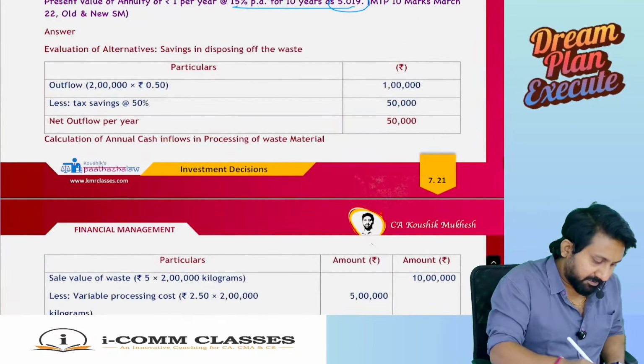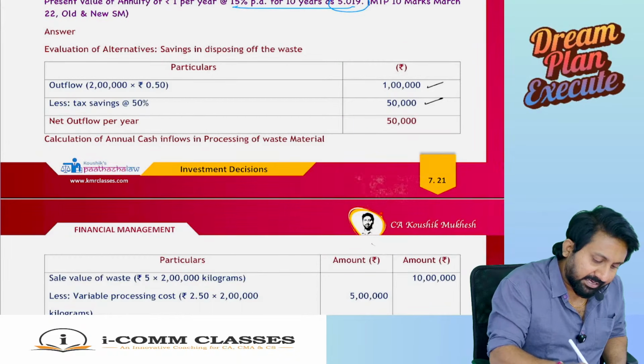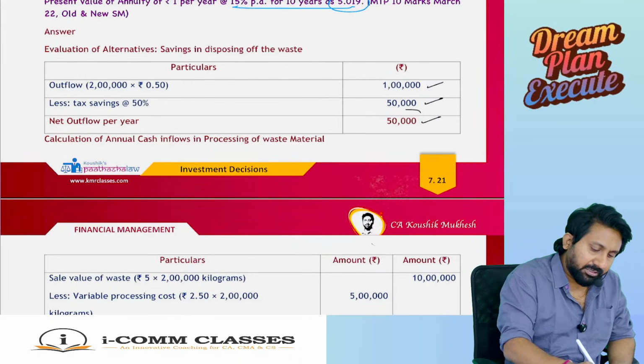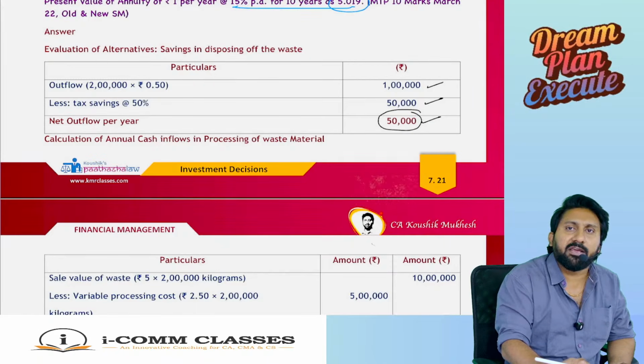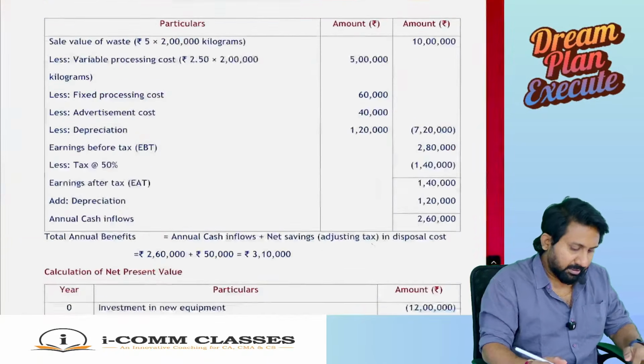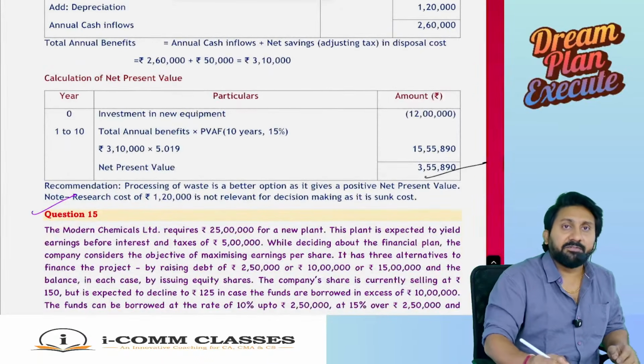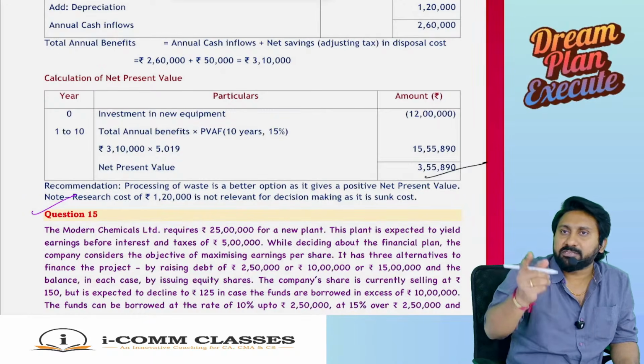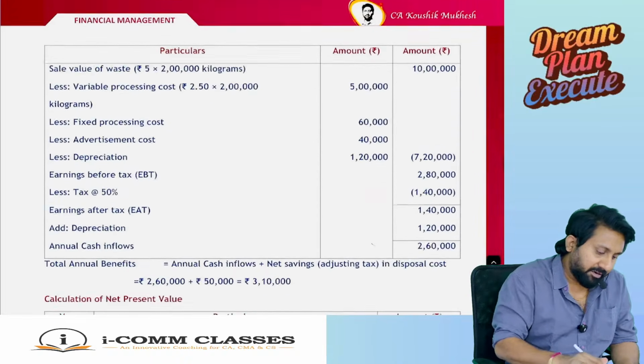See, first one. Outflow 1 lakh, tax saving 50, net outflow 50,000. First point. Everyone understood clearly? Yeah? Next. 355,890 should be our answer. Have you got the same answer? Perfect. See here what we have done.